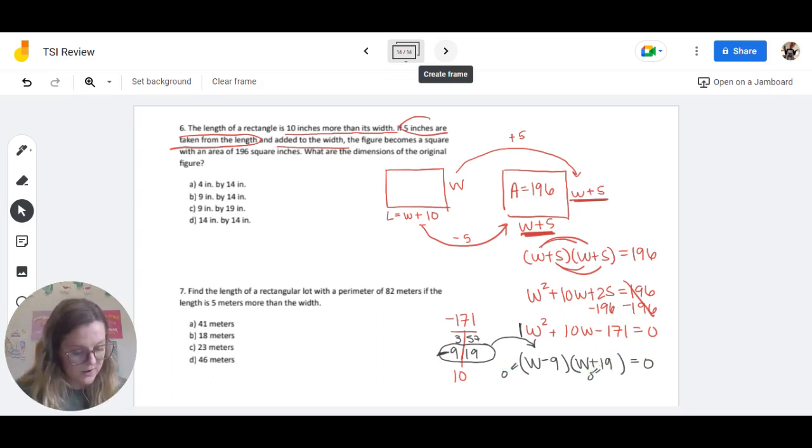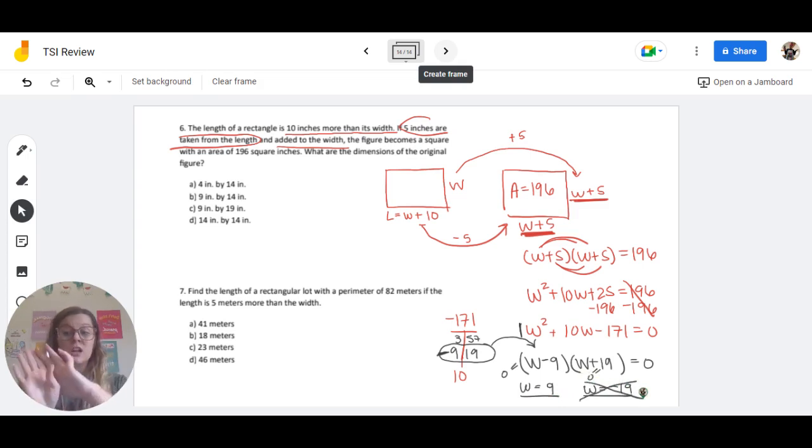Well, W minus 9, when I set it equal to 0, add 9 to both sides. So W is equal to a positive 9. And here, subtract 19 on both sides. W is equal to a negative 19. We're talking about a word problem here, so I'm going to get rid of everything that is negative. So my answer here is going to be a positive 9.